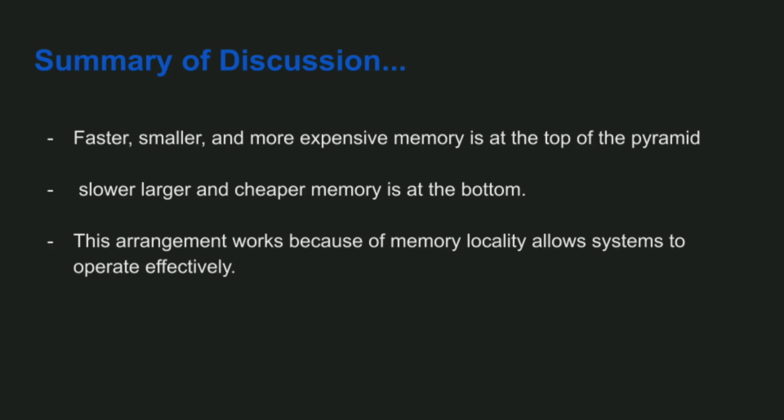So to sum up, memory is arranged in a hierarchy. Faster, smaller, and more expensive memory is at the top, and slower, larger, and cheaper memory is at the bottom. This arrangement works because of the memory locality allowing systems to operate effectively.